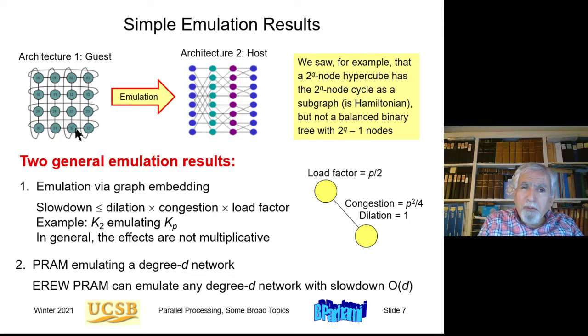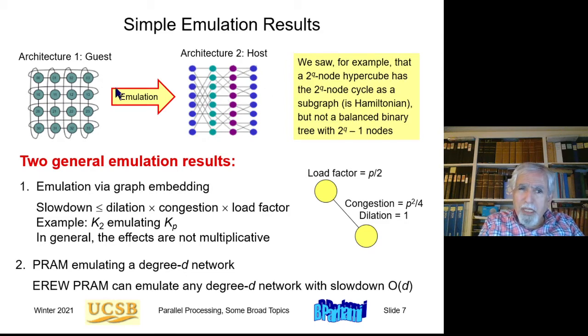First of all, remember when we mapped an architecture onto another architecture, we talked about three parameters, which we call load factor, congestion, and dilation. Load factor was how many nodes, in the worst case, are mapped onto one node. So basically, here we have 16 nodes in the guest, and we have 32 nodes, 8 times 4.